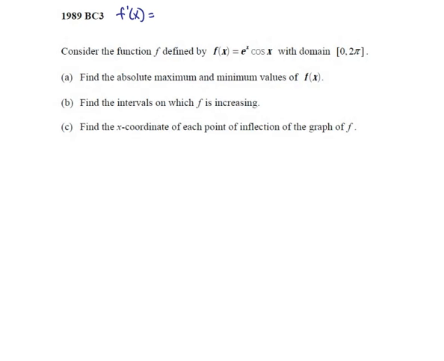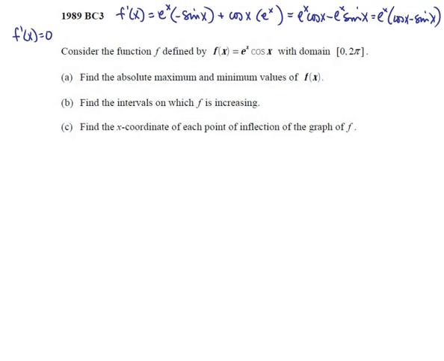And we start with f prime of x is equal to, we have a product, so we're going to need to use the product rule. And that's 1 d2 plus 2 d1. We want to simplify that just a little bit. And that would be e to the x cosine x minus e to the x sine x. If we factor out the e to the x, we'll end up with e to the x times the quantity cosine of x minus sine of x.